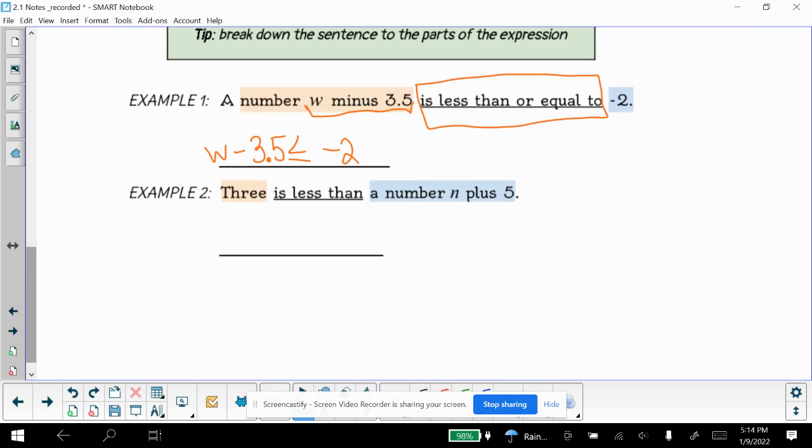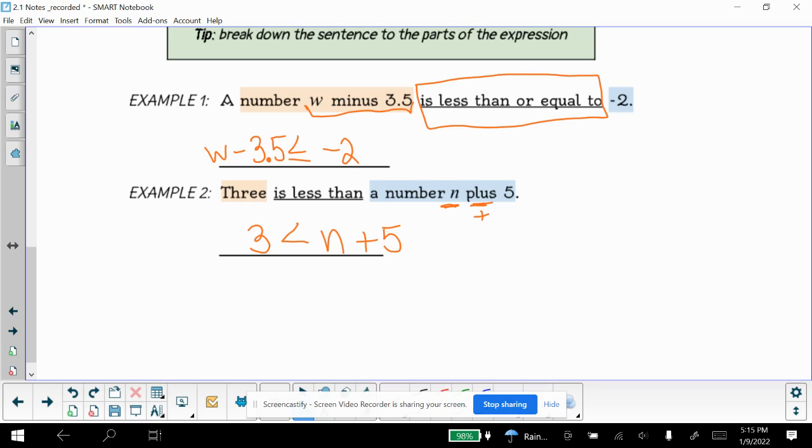All right, take a look at the second example. 3 is less than a number n plus 5. Again, we're going to think about what our inequality symbol is first. Is less than means we're going to be using that less than sign. Then we look again on the left-hand side. They just gave us the number 3. And on the right-hand side, the sentence says a number n plus 5. So that means I'm going to have an n, and I'm going to be adding 5. So n plus 5. Those are pretty straightforward. No real tricks in those.